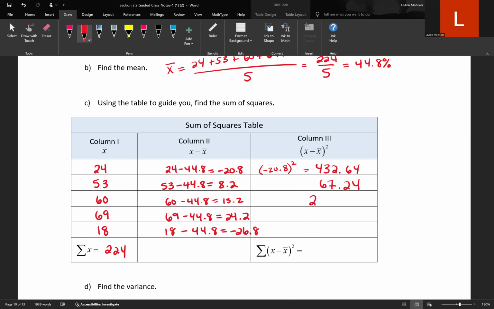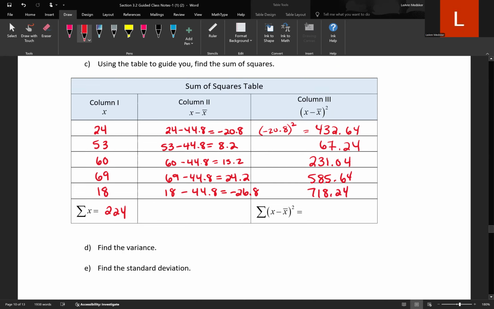15.2 squared is 231.04. 24.2 squared is 585.64. And then negative 26.8, again, making sure to put that in parentheses because it's negative, is 718.24. Now, if you add all of those squared deviations up, you're going to get 2034.8. Okay. So our variance, which is our S squared, is that sum of squares we just came up with.